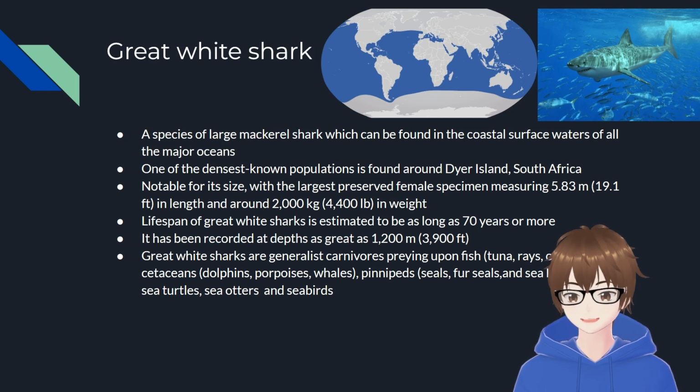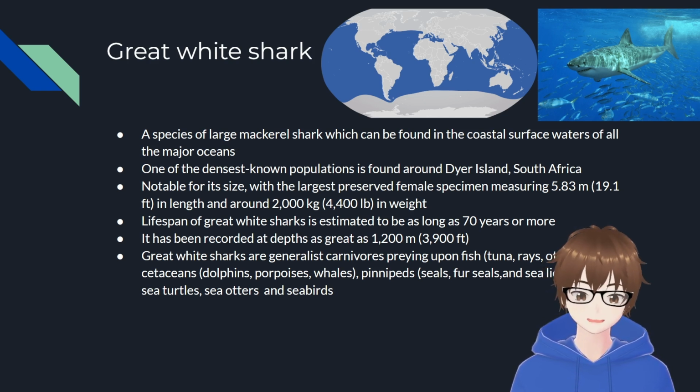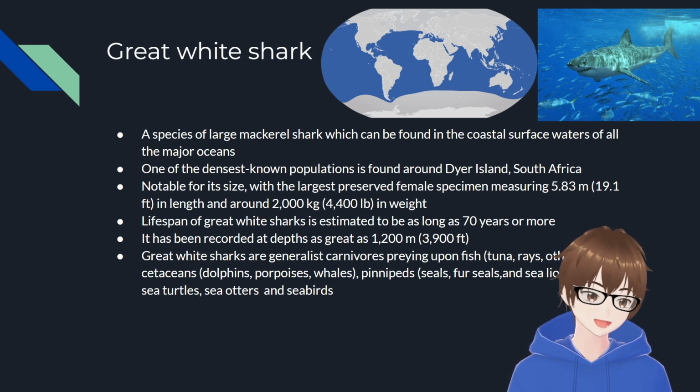The lifespan of a great white shark is estimated to be as long as 70 years or more. It has been recorded at depths as great as 1,200 meters or 3,900 feet. Great white sharks are generalist carnivores, preying upon fish such as tuna, rays, and other sharks, while also eating things like dolphins, porpoises, and whales. They also feed on seals, fur seals, sea lions, squids, sea turtles, sea otters, and sea birds. So they basically eat about anything that they can fit in their mouth.